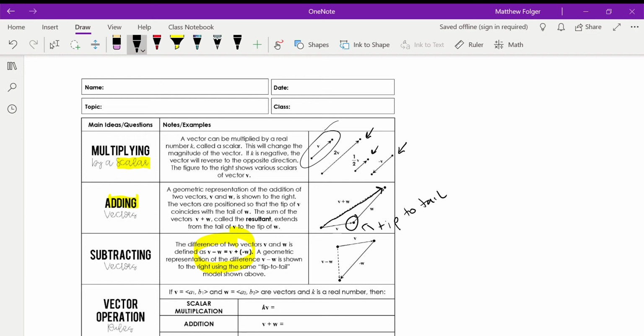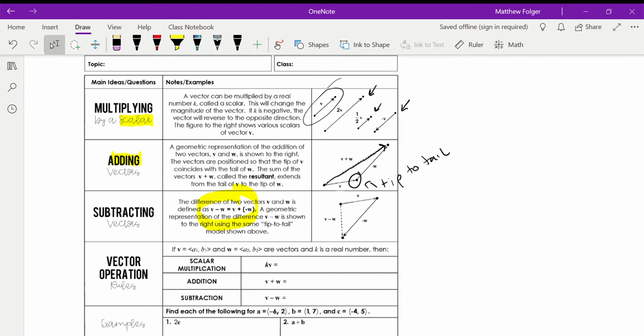Okay? And like we said, subtracting is the same thing. If I want to add v plus w, we would be going in that direction. But if I want to add v plus negative w, you take v, but then instead of using w going this way, it's negative. V plus negative w is v minus w. So it actually goes back, doubles back in the opposite direction and creates this vector right here. So that's adding and subtracting.